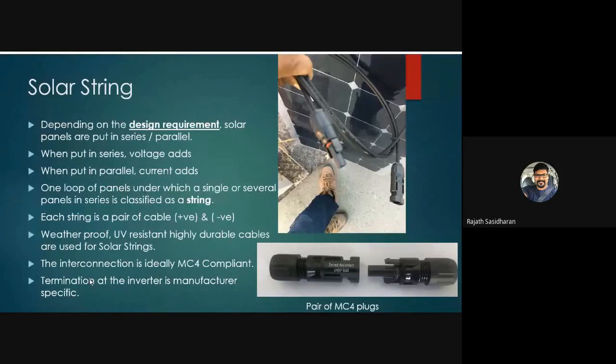And ideally, we also use MC4 compliant plugs, because we need to interloop these cables. We need to connect them. So we use these multi-contact 4 type plugs, and these plugs are IP65. It's airtight, liquid tight and dust tight also. We really need to make sure that the ingress protection is really good, else it can cause a lot of trouble in the solar photovoltaic plant. The termination at the inverter is actually manufacturer specific. They may use MC4 or they can use their own connection technology.